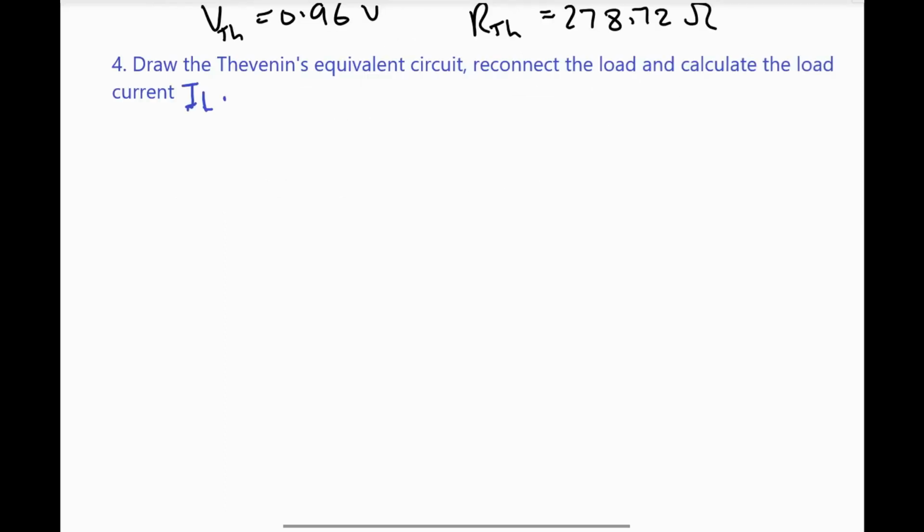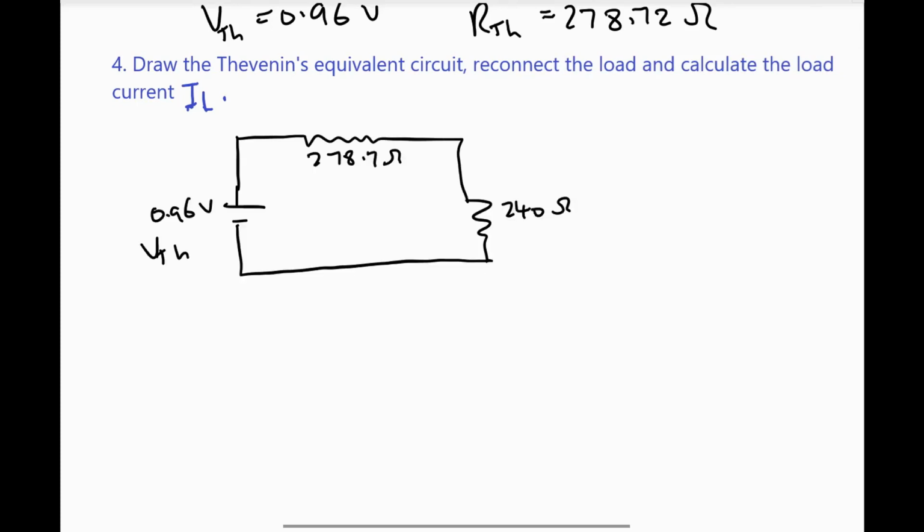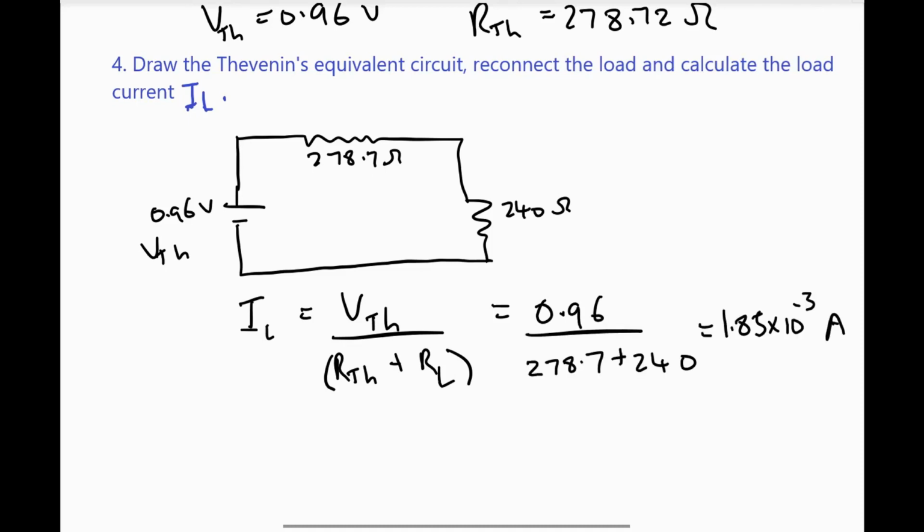Now I have my V Thevenin as 0.96 volts and my R Thevenin as 278.72 ohms. The next step will be to draw the Thevenin equivalent circuit, reconnect the load, and calculate the load current IL. So drawing the Thevenin equivalent circuit, I have something like this. So calculating the load current, I have that the load current is equal to V Thevenin over R Thevenin plus RL, which is the load resistance. So calculating this, I have my load current as 1.85 times 10 to the power negative 3 ampere.